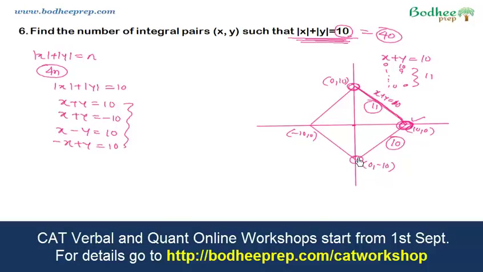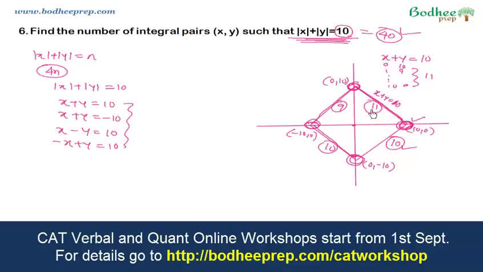The same happens in this particular line also. If I include this point, which has already been counted, here again it will be 10. Now if I look at this particular line, these two points are already counted, so the number of integral points would be 9. So if I add them, the total comes out to be 40.